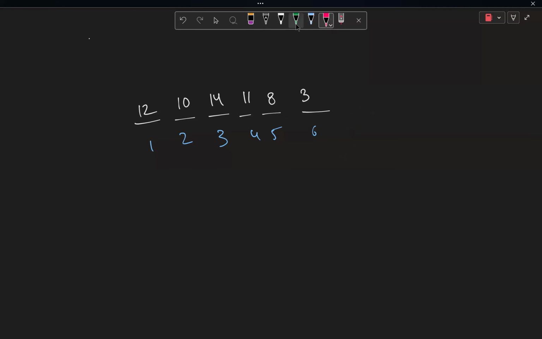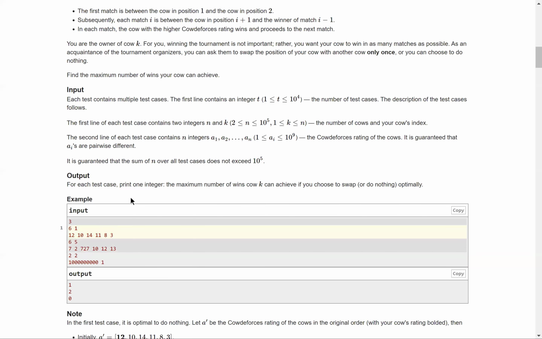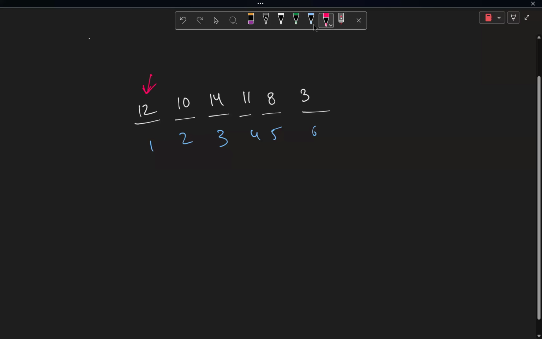Right now, our cow is actually which one? Yeah, our cow is this one. The problem tells us that among these cows, a tournament will happen in such a way that the first two cows will play a game together. The one with the higher rating will win. The one with the lower rating will lose and will get out of the tournament.